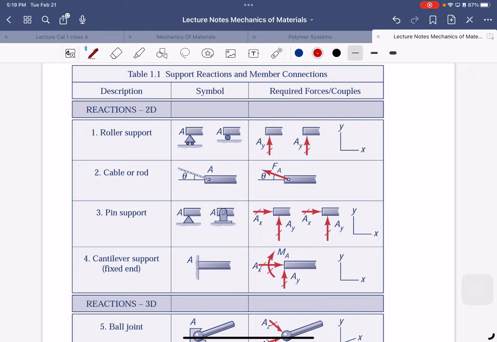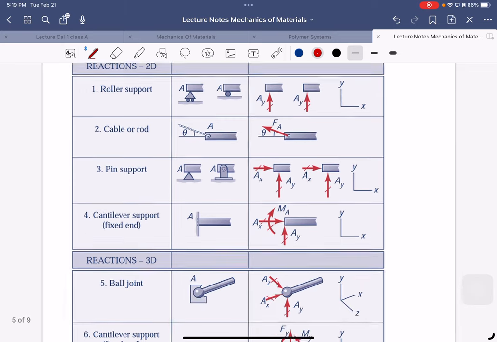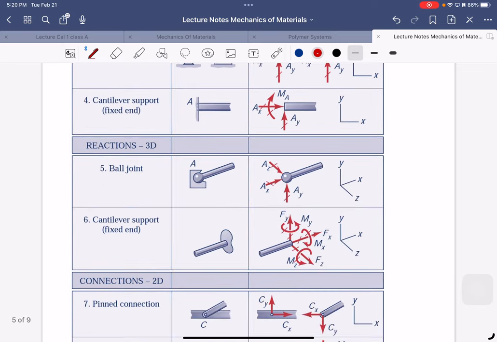The two dimensions is very basic, and you need to be familiar with the concept. And I think in statics it's simplified, right? Not really that much we talk about in statics on the support sections. But here, there are a lot of considerations. And if we look at the 3D reactions, we have ball joint and cantilever support. The same.